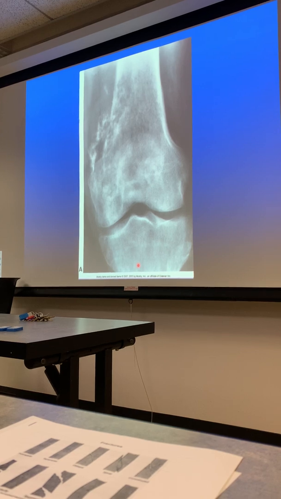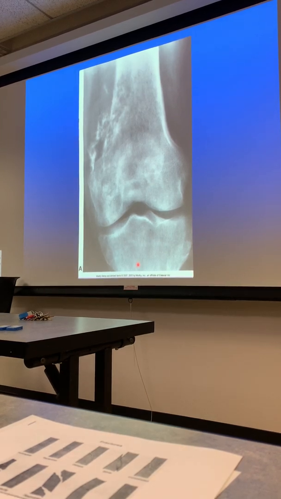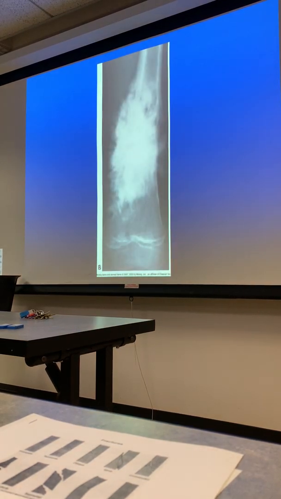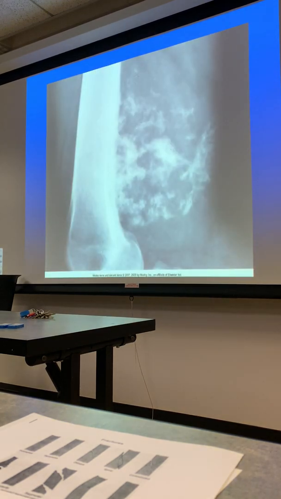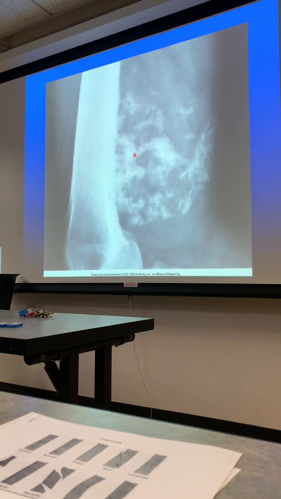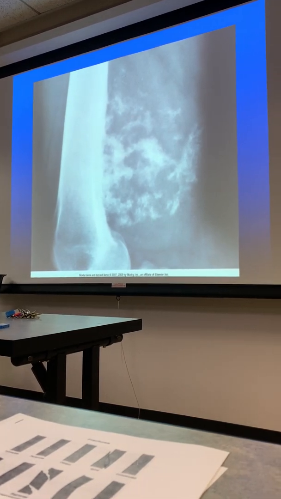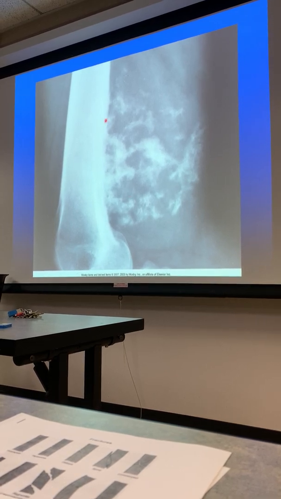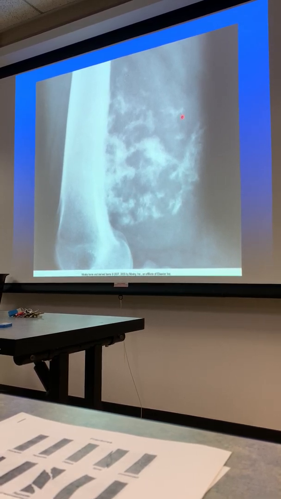Osteogenic sarcoma, I don't think I put that on there. Nope, I didn't put that on the test, but that's what this is. Another one, osteogenic sarcoma. So they're not all lucent looking, some of them are increased density. A chondrosarcoma, I did not put that on your test either, but chondro means what? Cartilage. So it's made up of cartilage type material.